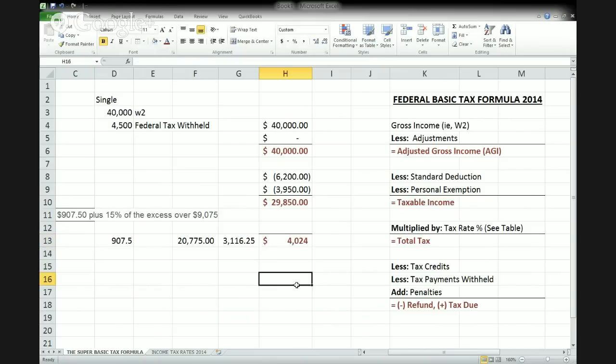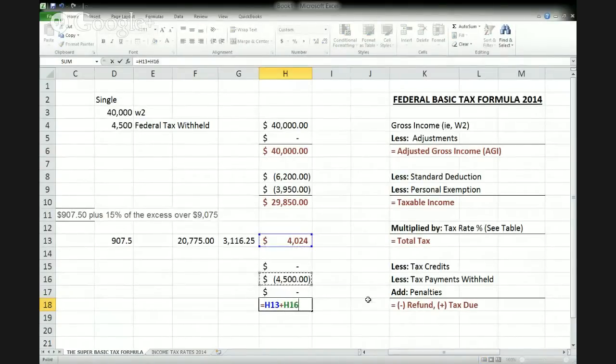After you have the total tax, what you have to do is reduce any tax credits you have. In this case, we don't have any tax credits, so we're just going to minus 0. Then we have any payments we have. We have payments here, minus 4,500. And we don't have any penalties, so we don't have to worry about that. So when we actually go ahead and take care of the final numbers, we have 4,024 minus 4,500 equals minus $476.